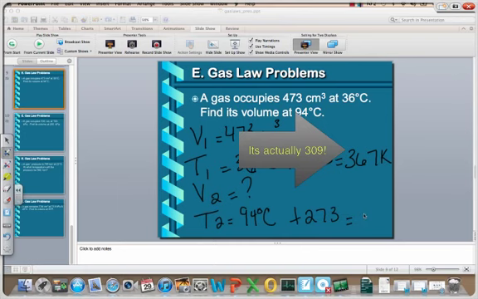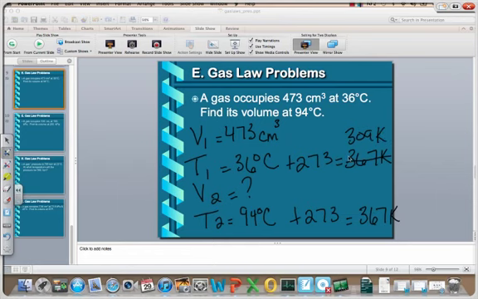So that should be 360. Oh, wow. Okay. This is 367 Kelvin. This is 309. My apologies. So make sure you change that. The first temperature is 309, not 367. All right, so now we have all of our information. We're looking for volume, and this is volume and temperature, so this is Charles's law.